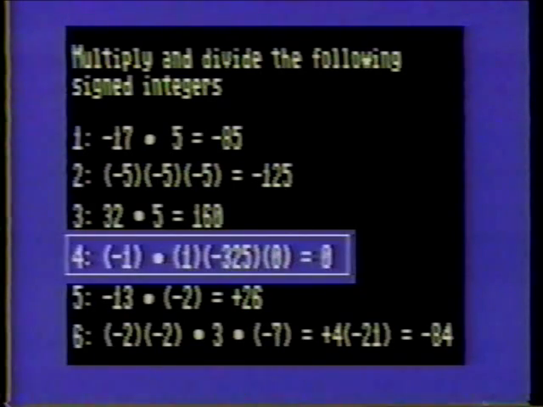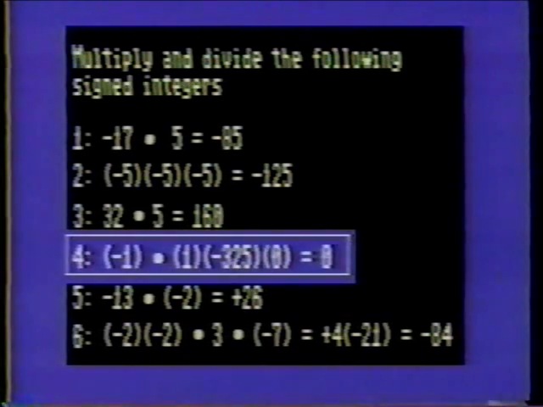Number 4. In problem 4, two symbols are used to represent multiplication, the dot and the parentheses. Combining different symbols does not alter the process. Ordinarily, the number of negative signs in the problem is used to determine the sign of the product. However, since a 0 is involved, we know that the final result is 0.